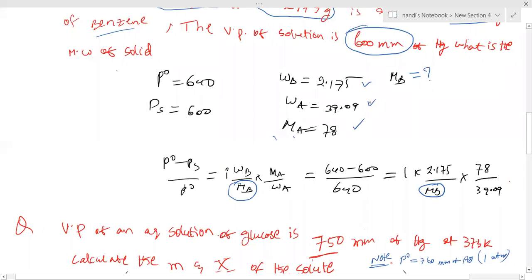For any compound, water is the general solvent. If any other solvent is mentioned, like benzene, they will provide that value. Generally, P naught is 760 because of atmospheric pressure.